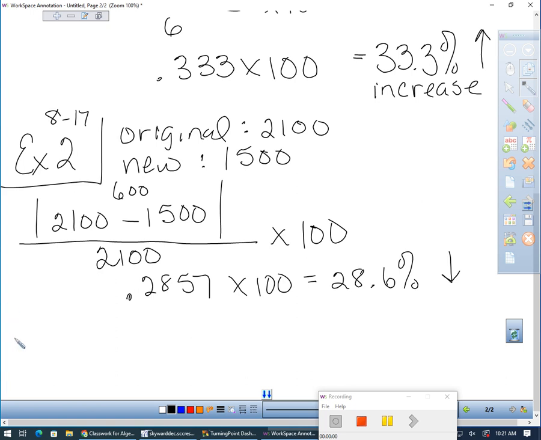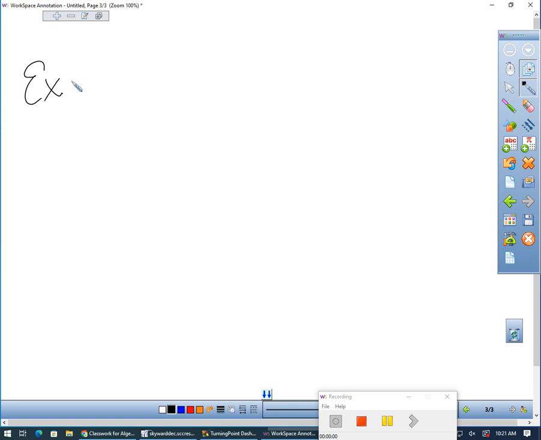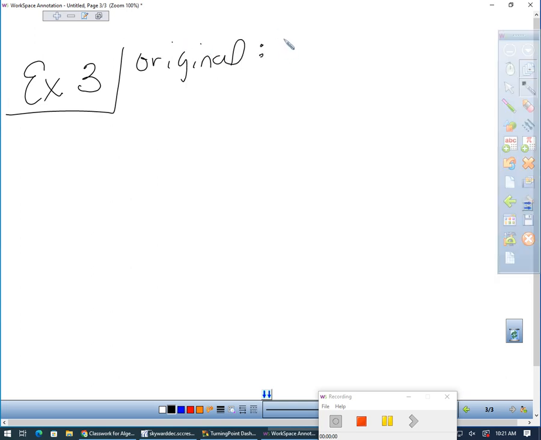No, there's still more. I'm only up to 17. There's more to it. I want to do one more example and make sure we're understanding exactly how this works. Example number 3. The original, let's say, is 175. The new is 235. Find the percent change.